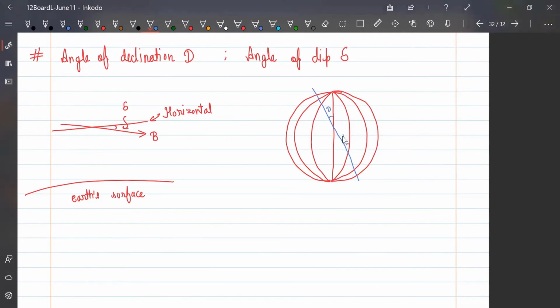Here the angle formed is D. This is angle of declination at this point. So angle of declination is the angle with the geographical meridian. These lines are geographical meridian. What is geographical meridian? The lines on the globe from the geographical north pole to the geographical south pole, those are called geographical meridian.